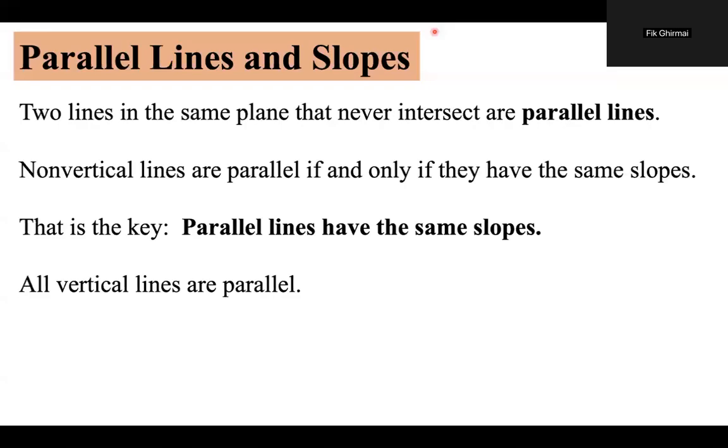Parallel lines and slopes. Two lines in the same plane that never intersect are parallel lines. And the key point with parallel lines is that they have the same slope. So if you have equations that have the same slope, the graph of those two lines should be parallel to each other, meaning they will never intersect. Now, all vertical lines are parallel.